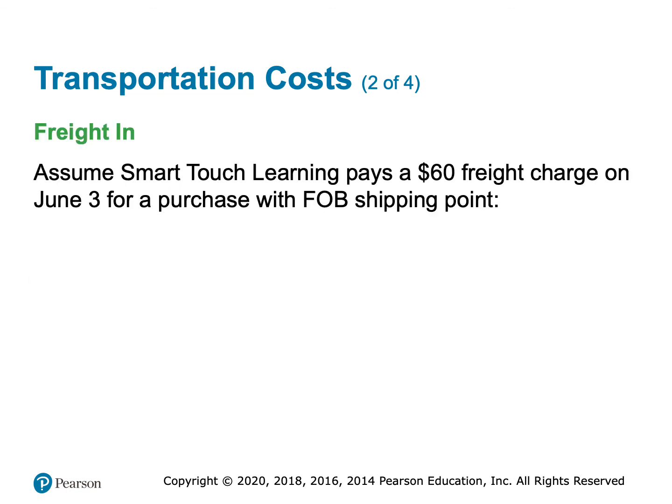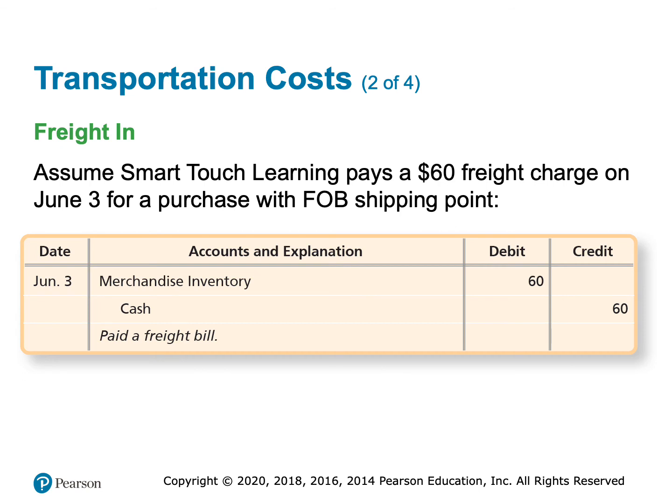So here we're told that we have to pay $60 in freight, and they were shipped FOB shipping point, which means we paid for them. So again, we're going to debit that inventory account and credit cash, or it could be accounts payable depending on how we paid for those shipping charges.